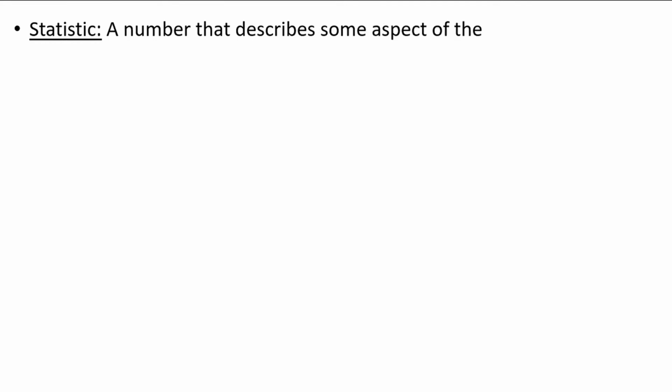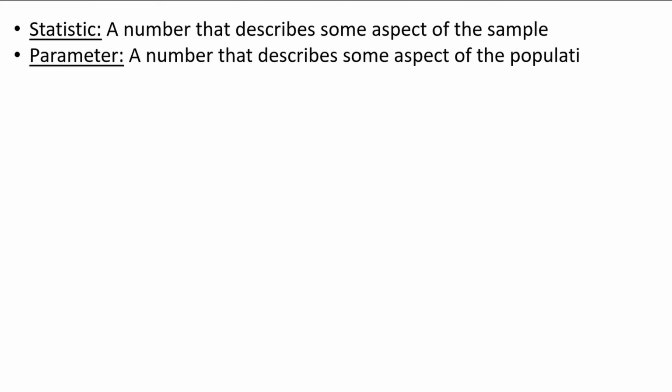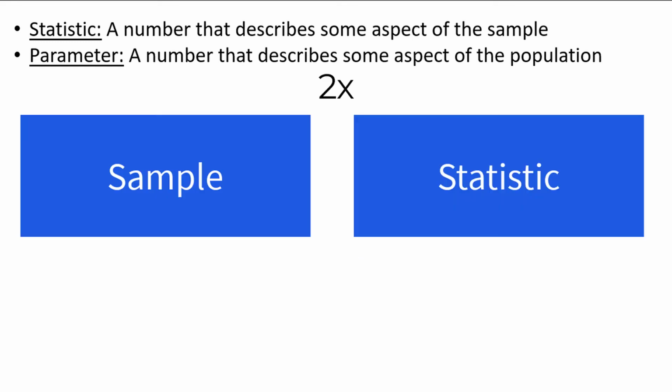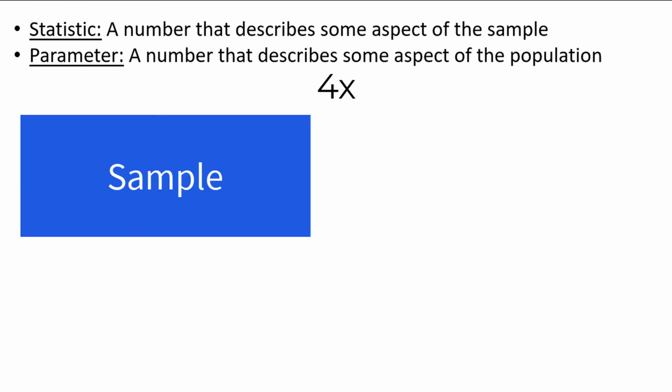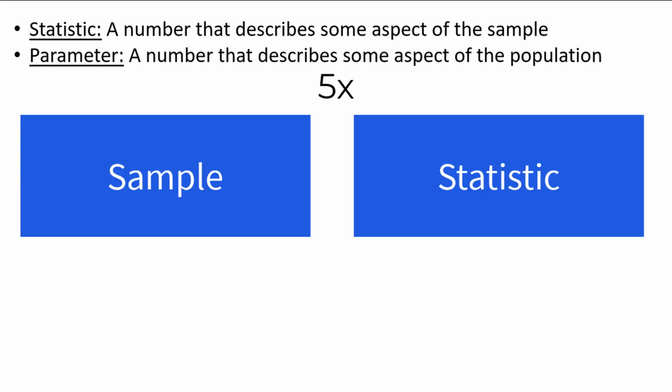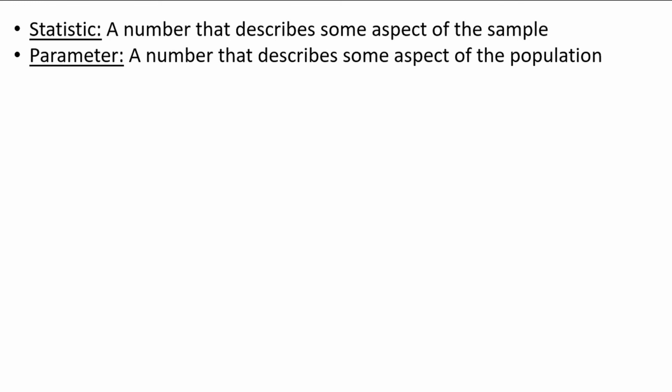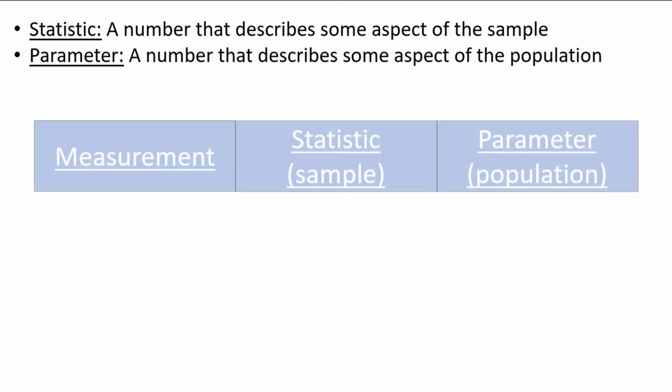Once we have gathered data related to our variable or variables of interest, we can calculate numerical descriptions of the data. A statistic is a number that describes some aspect of the sample. A parameter is a number that describes some aspect of the population. Just think sample statistic and population parameter. Can you say that 5 times fast? You bet I can. Sample statistic, population parameter, sample statistic, population parameter. Now, I'm going to introduce a few important examples of statistics and parameters.